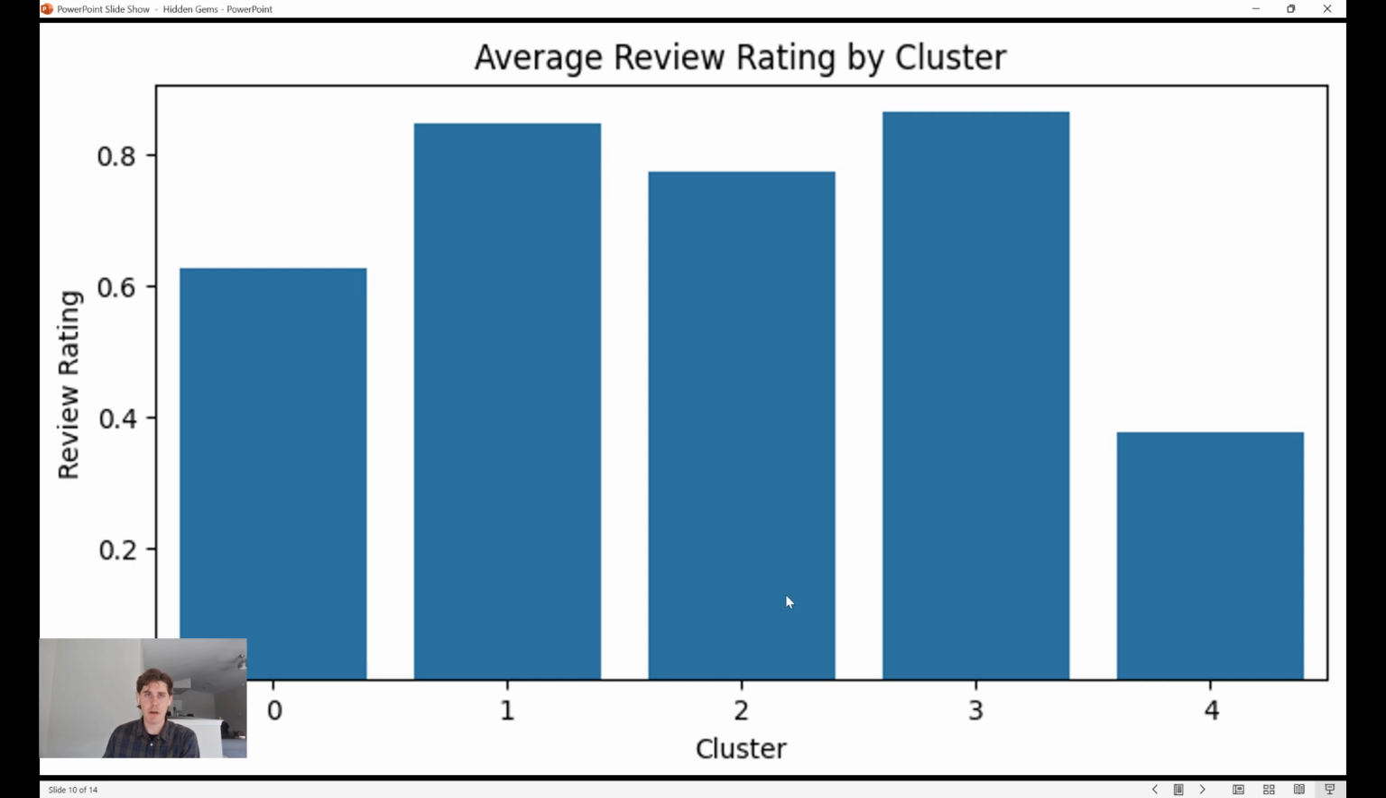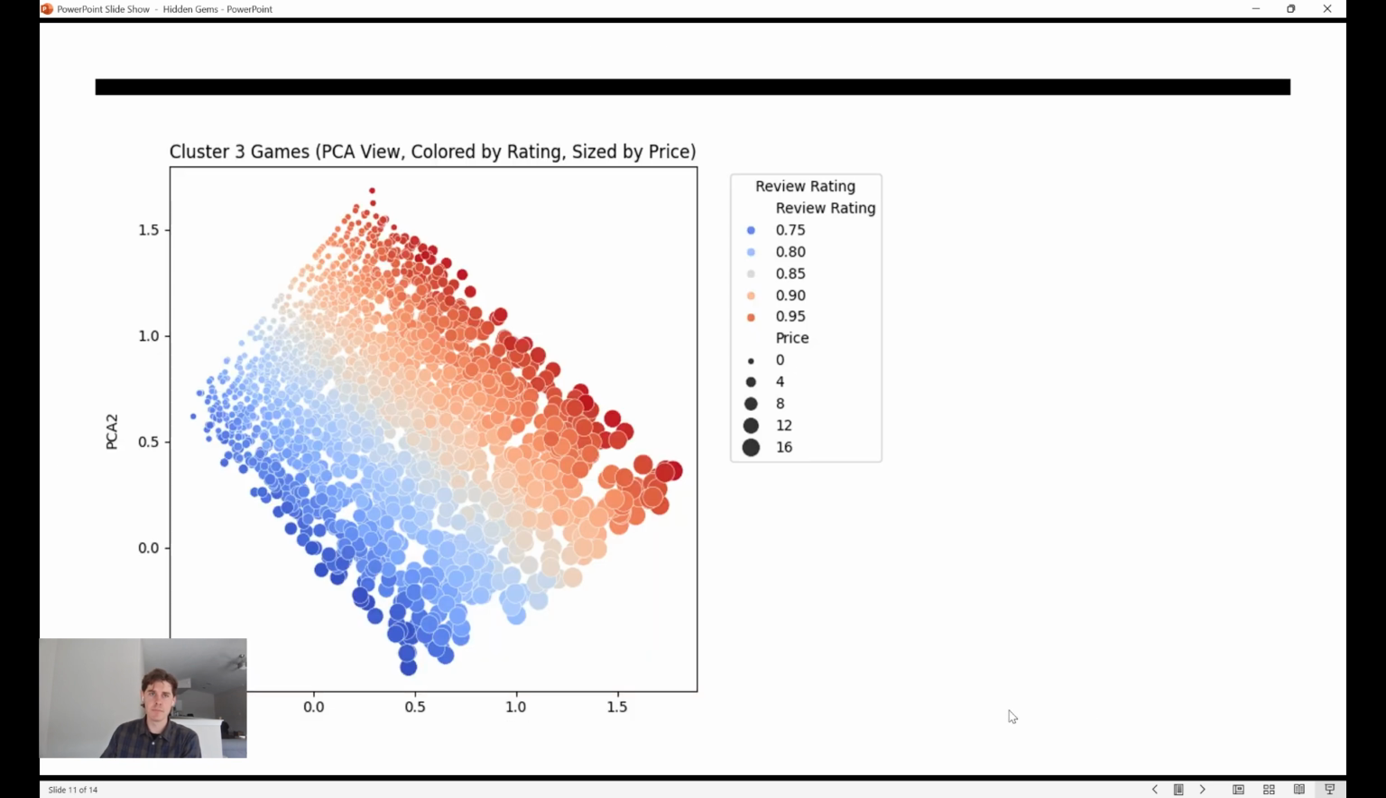Next, we have average review rating by cluster. So we can see that clusters 1 and 3 have the highest reviews, and cluster 2 is pretty high as well. Next, we're going to focus on an individual PCA of cluster 3. And this really illustrates just how good the ratings were for cluster 3. And as you can see, they're also very cheap.